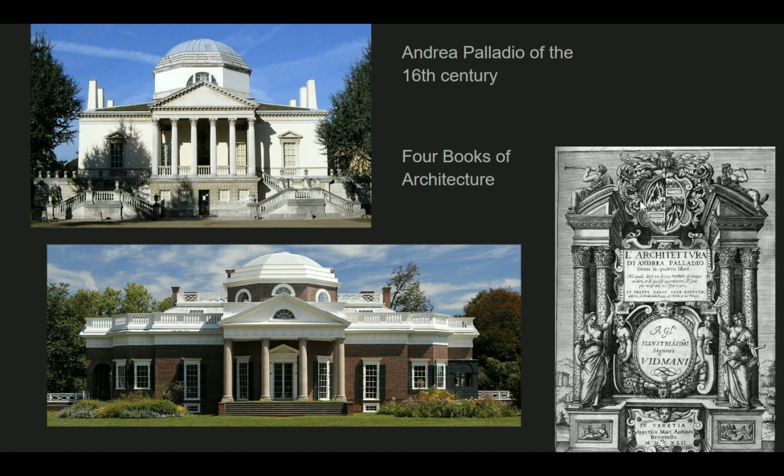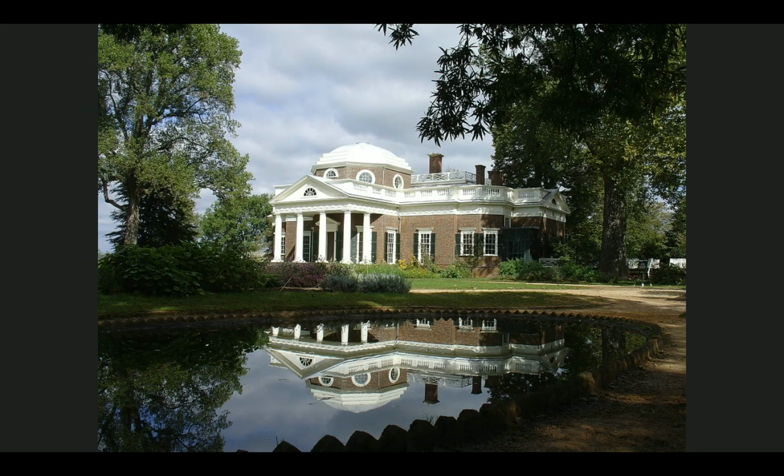And he's particularly looking to Andrea Palladio. He wrote a book in the 16th century called The Four Books of Architecture, where he essentially went around Italy and recorded the minute details of these major architectural monuments during this time period. And so Thomas Jefferson is looking to what he wrote in his own creation of Monticello, his residence.